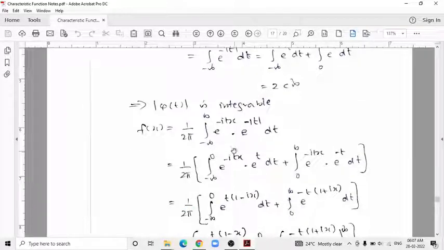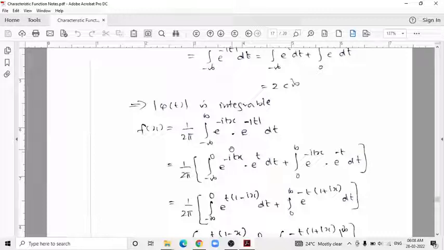So we substitute that characteristic function in the inversion formula, and it is 1 by 2 pi integral from minus infinity to infinity of e raised to minus itx into e raised to minus modulus t dt. Now we break the total integral from minus infinity to infinity at 0. So we have two segments, one from minus infinity to 0 and the other from 0 to infinity. For minus infinity to 0, modulus t is equivalent to minus t, and for 0 to infinity modulus t is equivalent to t itself.